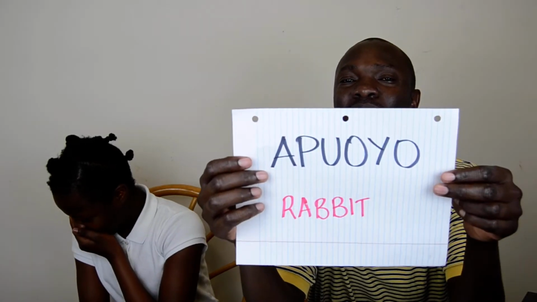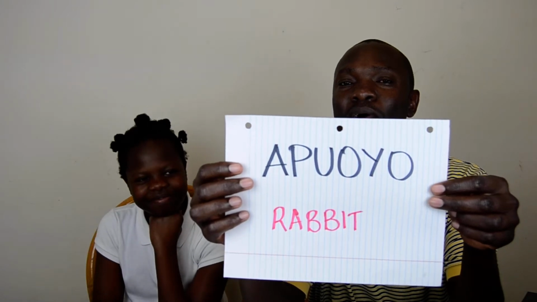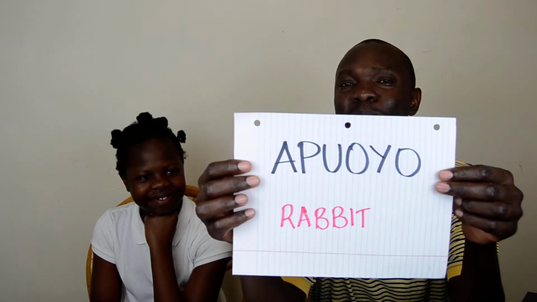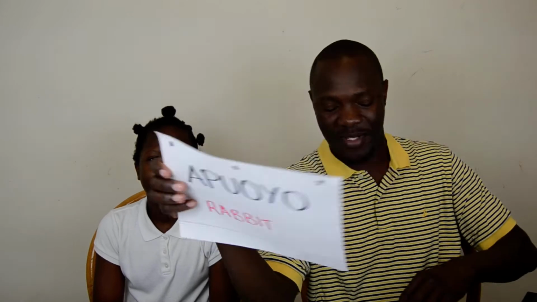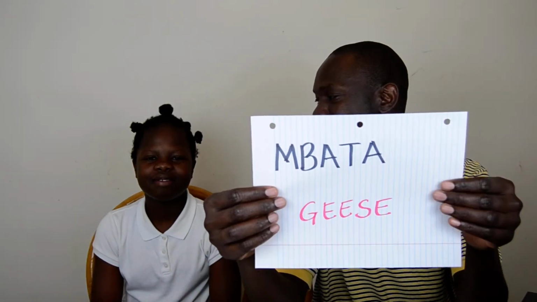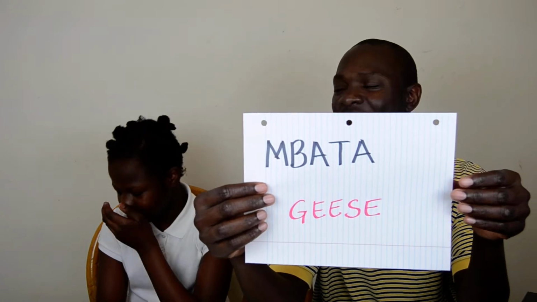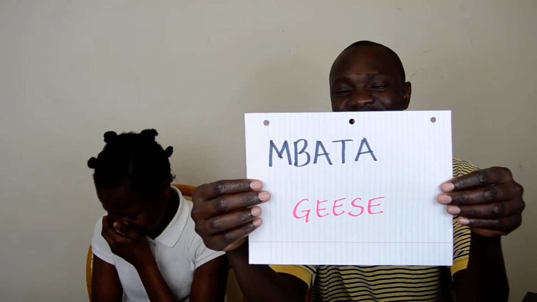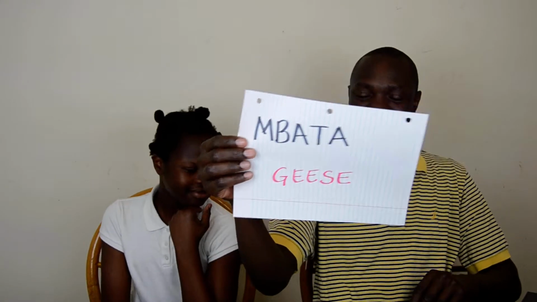Apoyo. That's a rabbit. Mbata. That's a goose. Geese. Goose.